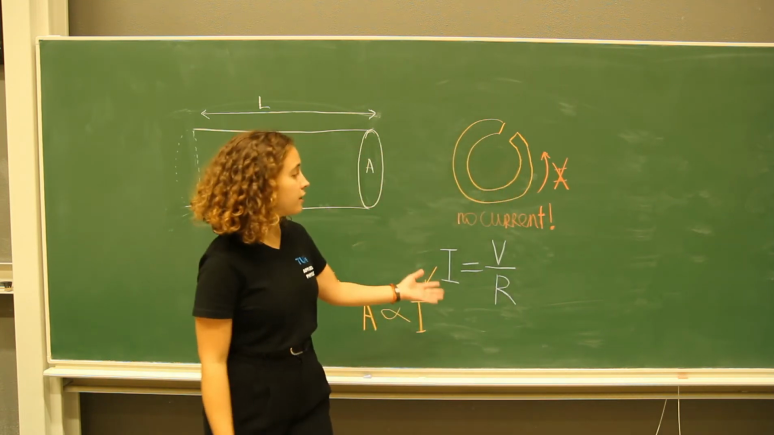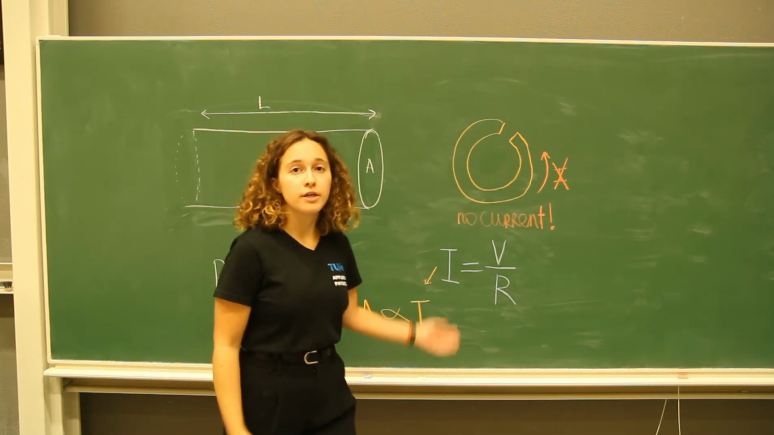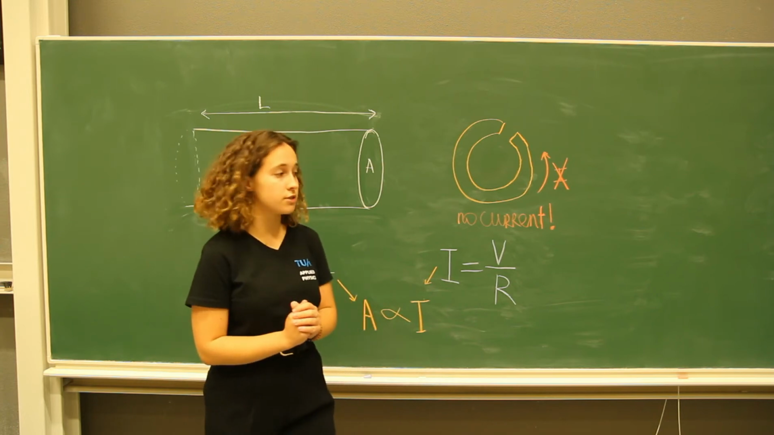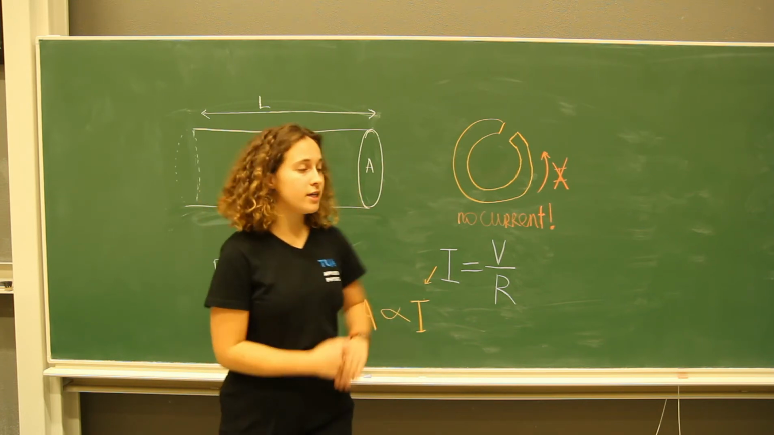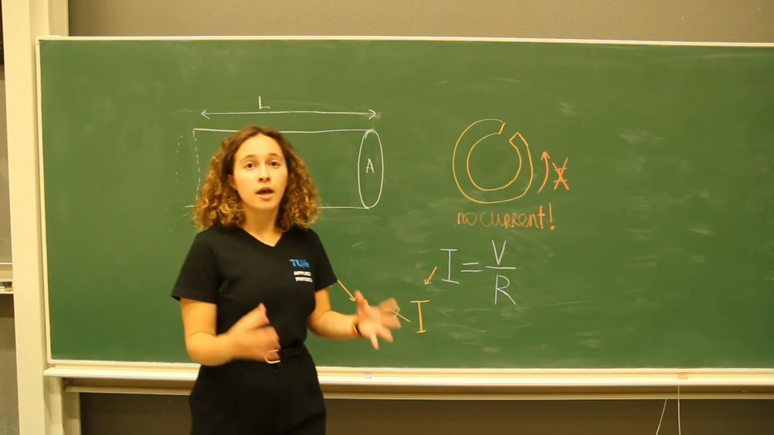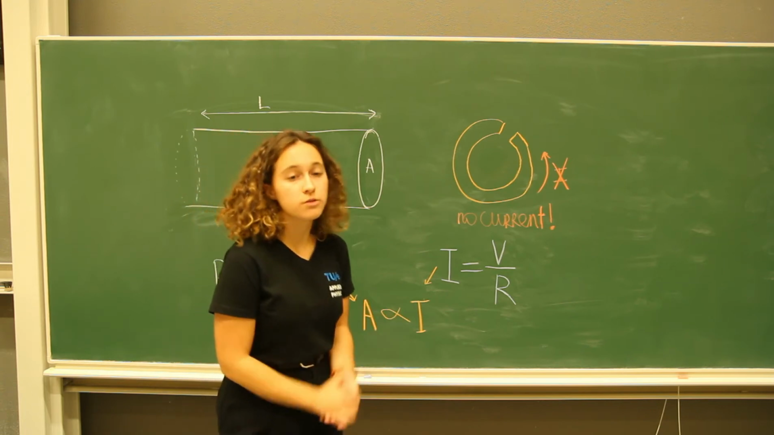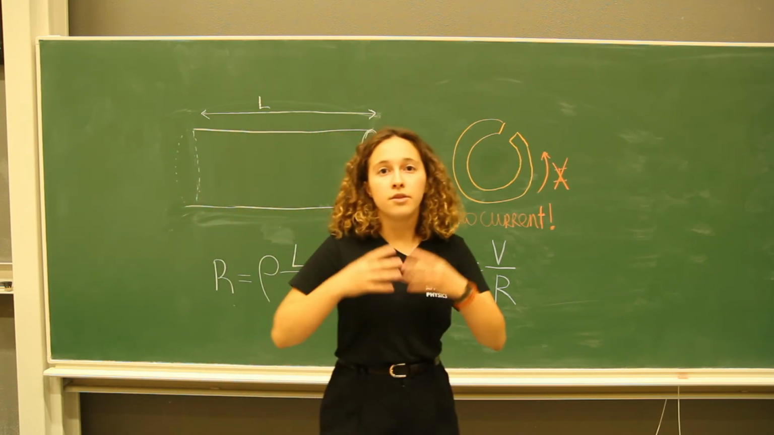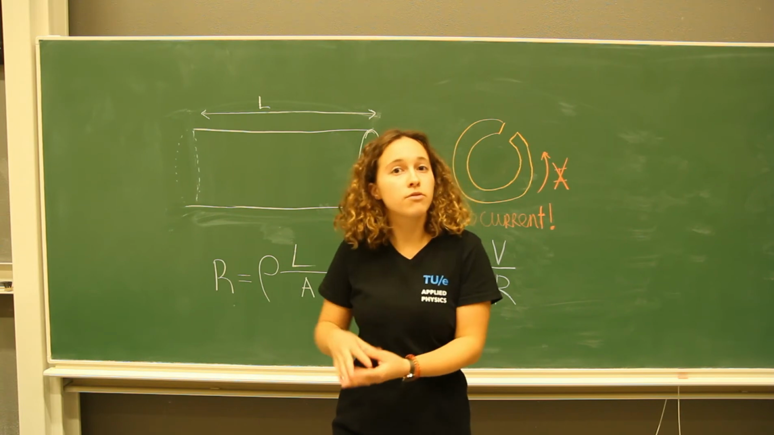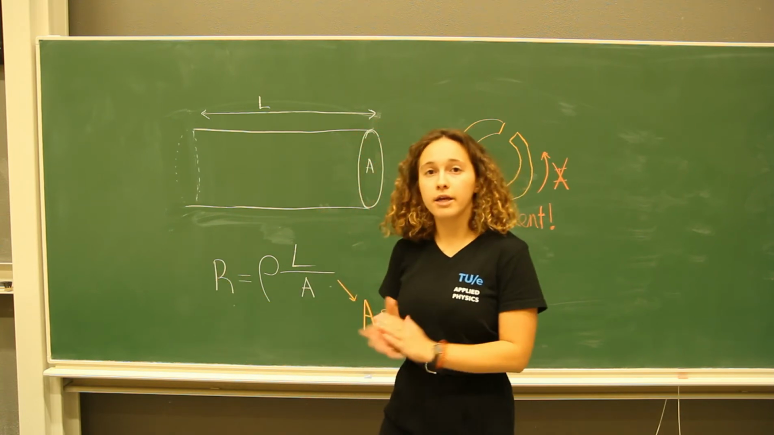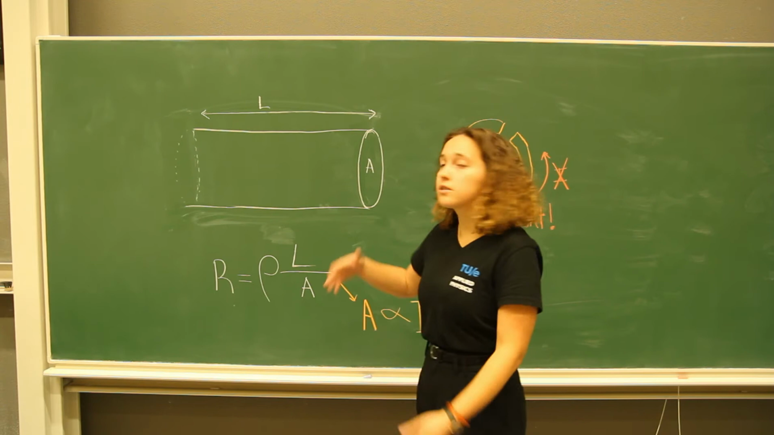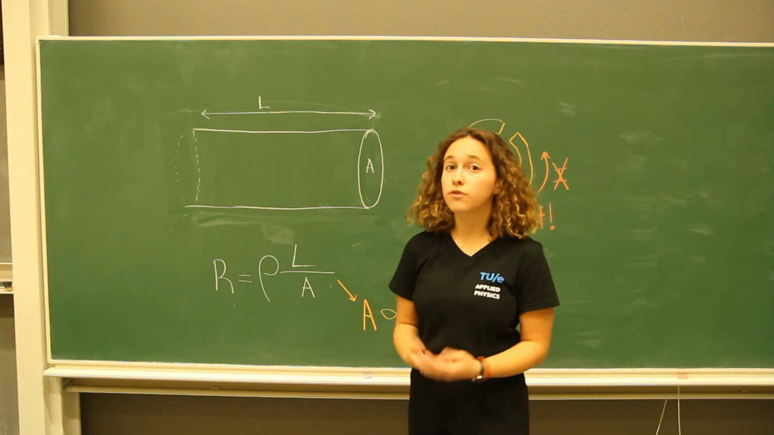From the equation over here, we see that the current is, again, inversely proportional to the resistance. If we combine these two equations, we can get this relationship. Area is proportional to the current. So the smaller the area, the smaller the current that can run through the wire, and the higher the area, the higher the current. This goes not only for wires, but also for our rings.